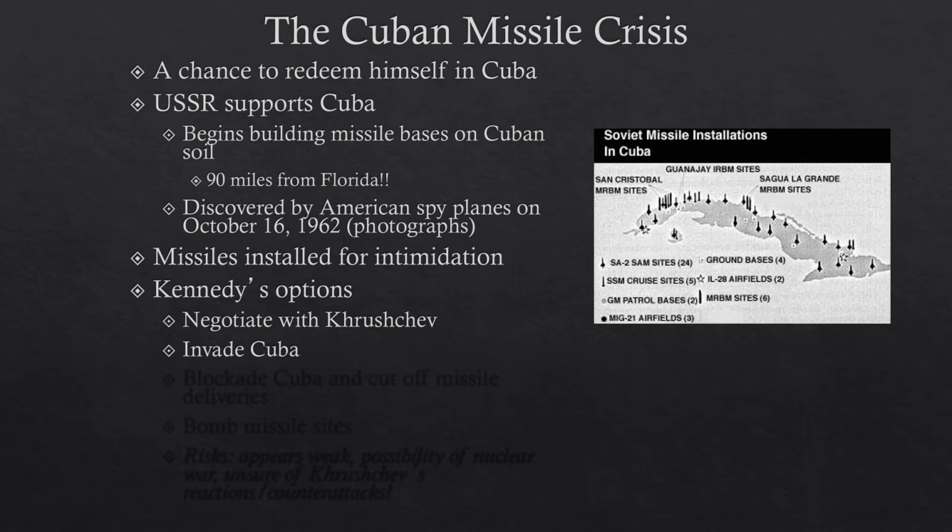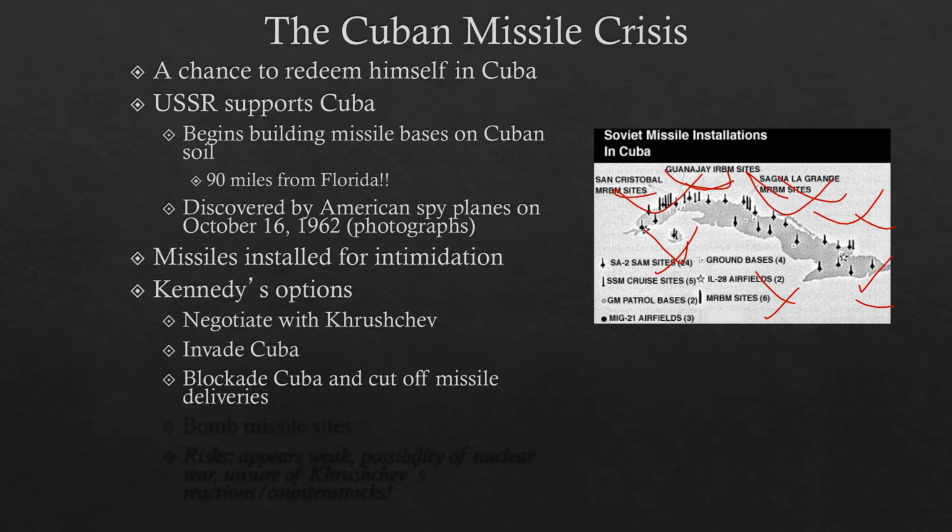He also considers invading Cuba, very much like the Bay of Pigs invasion. Well, you don't want to invade, because if you invade, you start a war, and now we're dealing with nuclear weapons here. We don't want to do that. The third option is to blockade Cuba. Blockade means to physically surround them with military or with ships, physically cut them off, cut off their missile deliveries. But the term blockade is an act of war, so you have the same issues that you have with invading Cuba. You could bomb the missile sites and blow them up, but again, that could be considered an act of war.